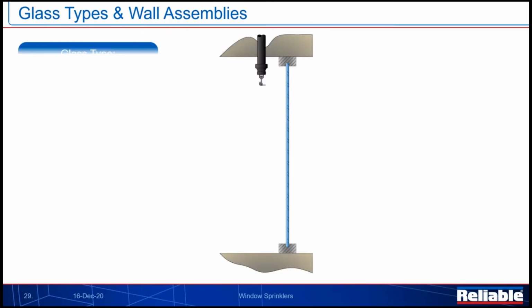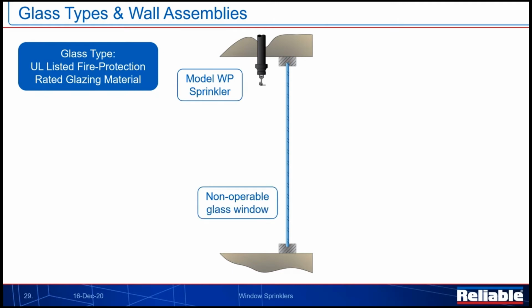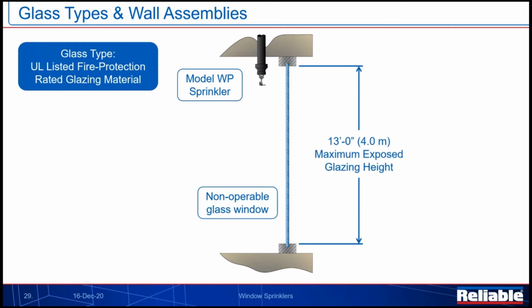Now, if we take a look at how to install these products, the first thing we're going to talk about is installing this with the UL listed fire protection rated glazing material. It's a non-operable glass window, installing the sprinkler. We can use these products per their listing on a maximum exposed glazing height of 13 foot. That 13 foot maximum is a function of the furnace that we showed you earlier. That's as big as UL will build it, which allows us to put that piece of glazing in there. So we can't really offer a listing beyond the 13 foot because it was never tested.